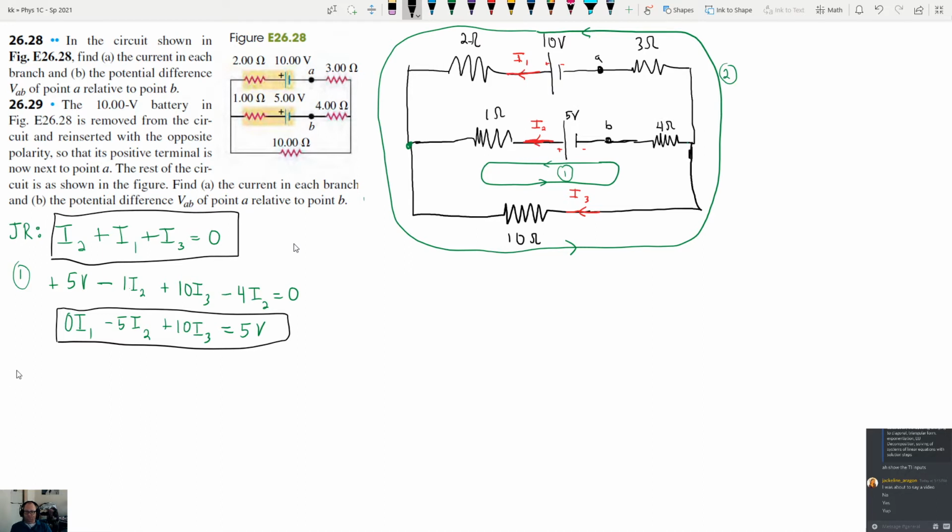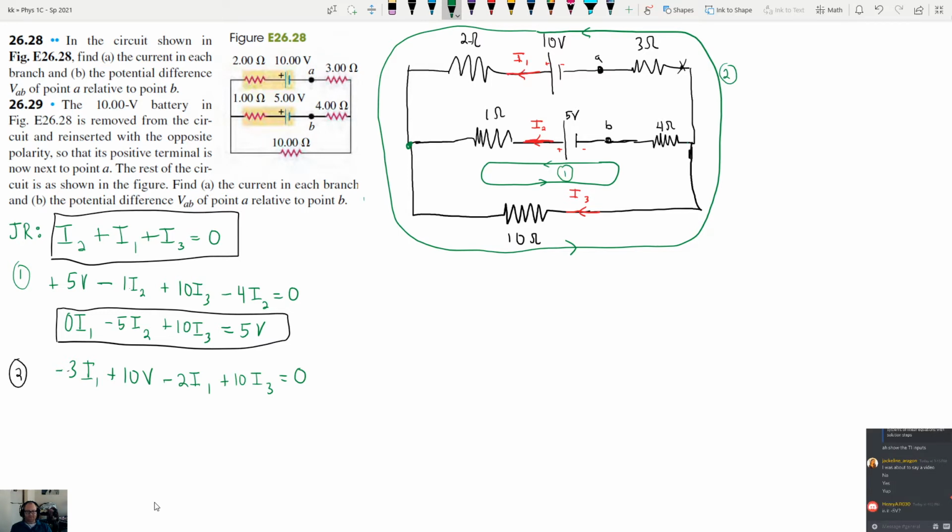And now we want to do loop 2. Okay, loop 2. Let's start here for loop 2. We're going this way, I1, so we're going to have negative 3 what's the current up there? I1. Going from negative to positive, that's going to be positive 10. Going the same direction, so negative 2. And all the way back around here, and it'll be the same as the previous one. We're going against the current, so plus 10i3 adds to 0. Did those all look right?